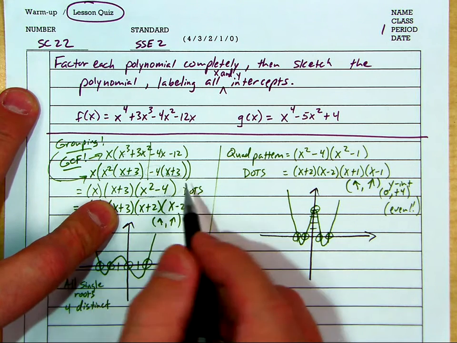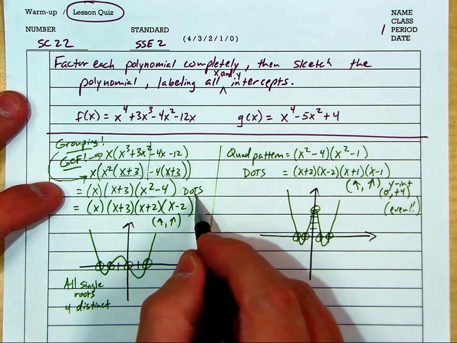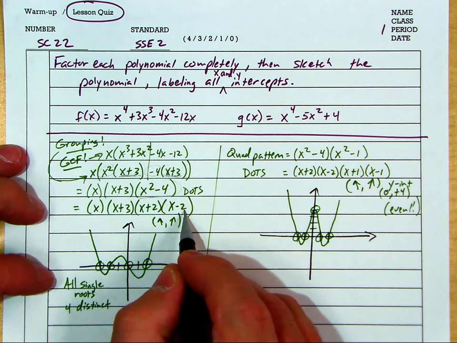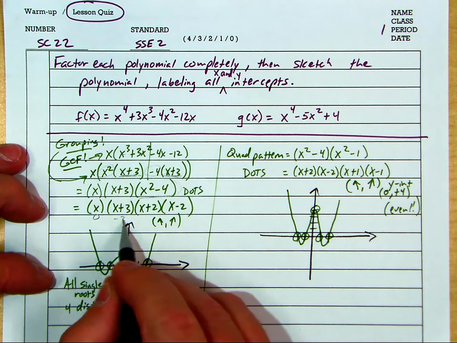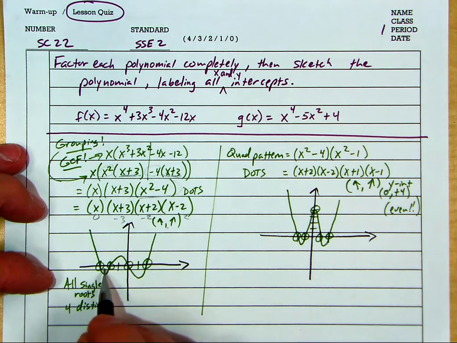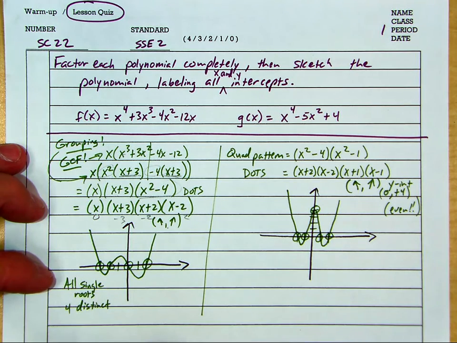Now x squared minus 4 you have to recognize also as a difference of two squares. It factors into (x plus 2)(x minus 2). And now we can sketch. We have four distinct zeros and our end behavior like this. So plot them all and draw your sketch.